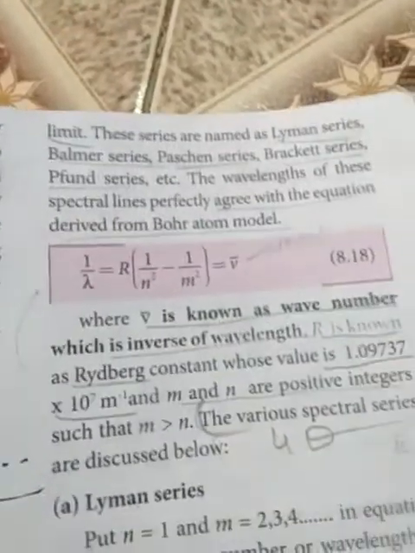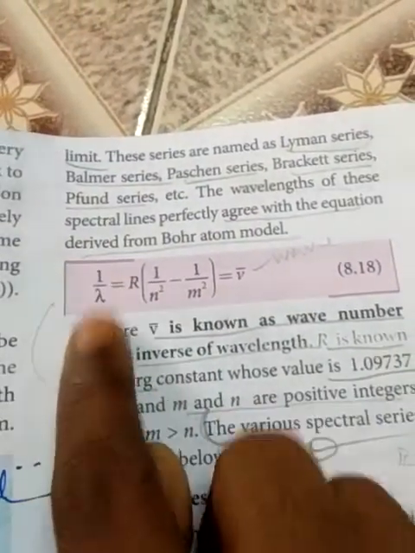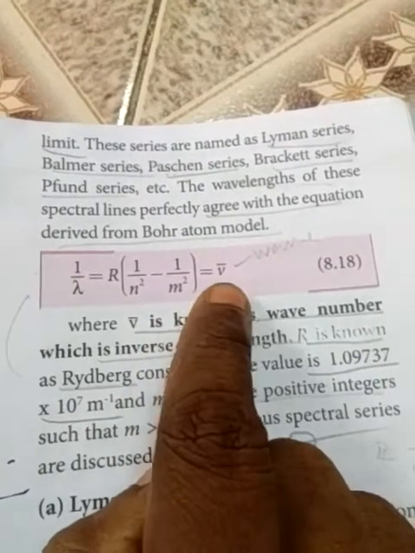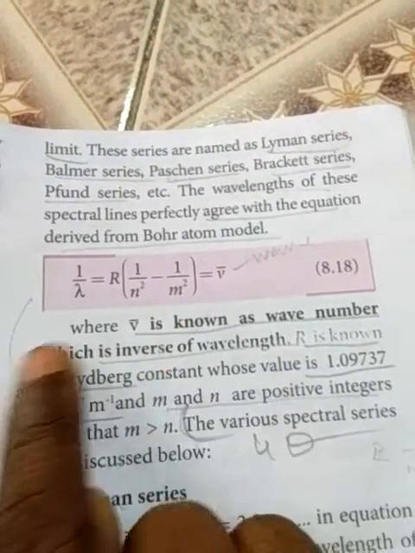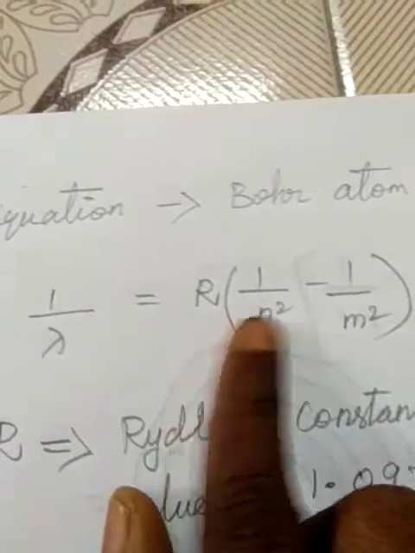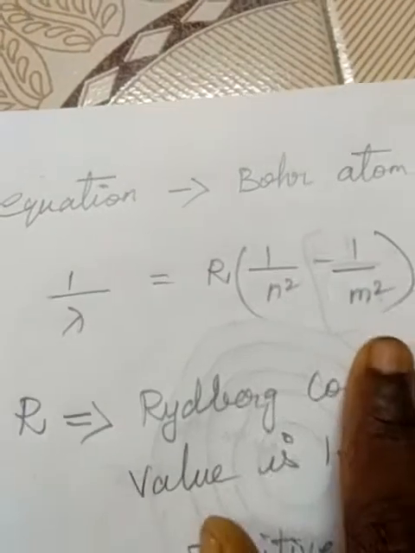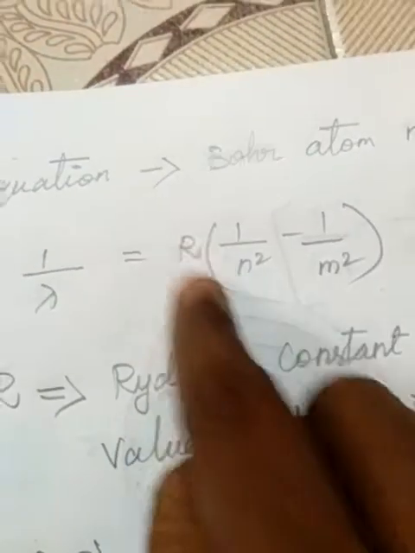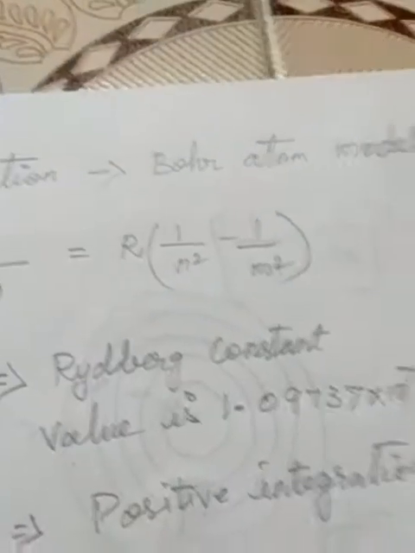Based on that, we find the formula 1 by lambda equals R times (1 by n squared minus 1 by m squared) equals v-bar. The v-bar is the wave number, which is inversely related to wavelength. So 1 by lambda equals R (1 by n squared minus 1 by m squared), where capital R is the Rydberg constant.